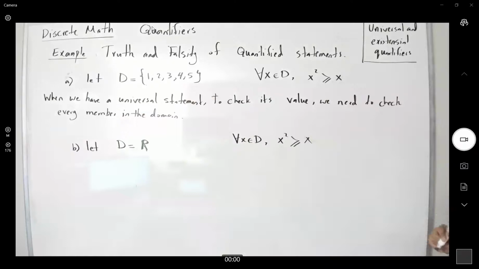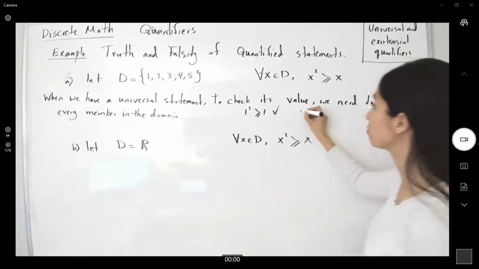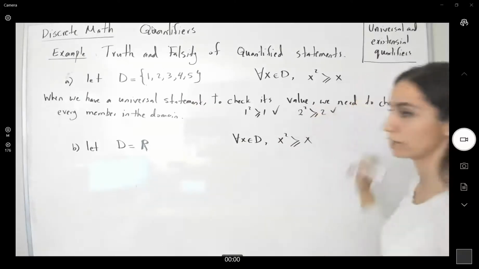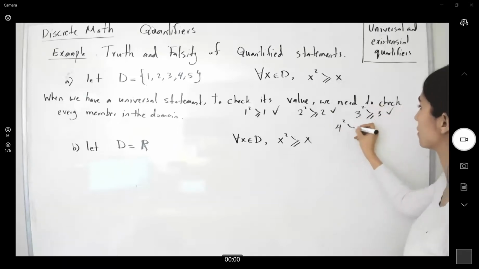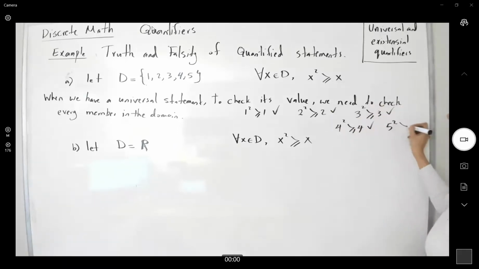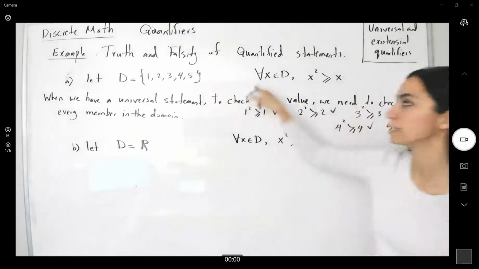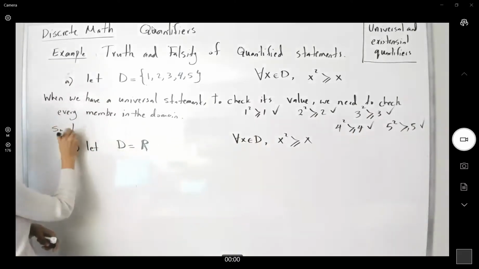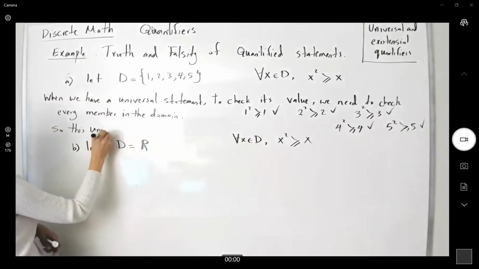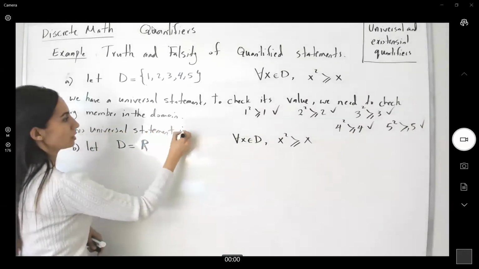We have to check for 1. 1 squared is greater than or equal to 1, of course. 2 squared is greater than 2, correct. 3 squared is greater than 3, of course. 4 squared is greater than 4, yep. 5 squared is greater than 5, of course. So definitely this universal statement with this domain is true.